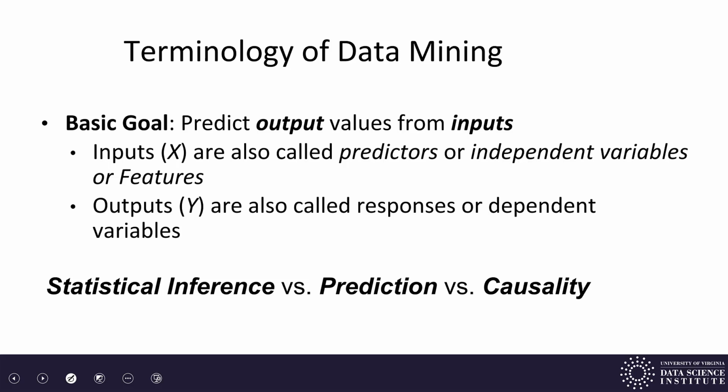Statistical inference is just inferring some relationship between our variables. Prediction is the process of determining outputs from inputs, or training a model that will capture the relationship between the outputs and the inputs, so that in the future, if we have further examples of inputs, we can use our predictive model to predict what the output values should be.